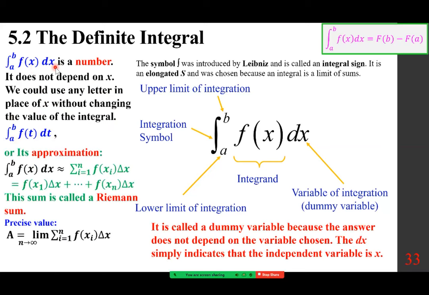Or its approximation. The approximation is the Riemann sum, the summation of f of x sub i delta x as i goes from 1 to n, which is f of x sub 1 times delta x all the way to f of x sub n times delta x. This sum is called a Riemann sum. The precise value is when we take a limit of this as n goes to infinity.